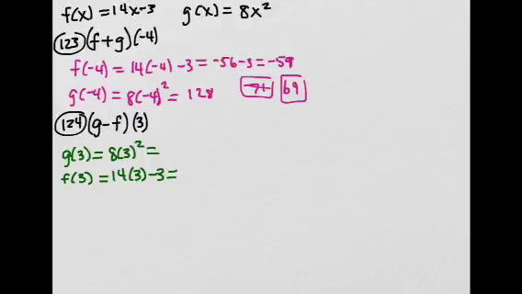So this time we're doing g minus f of 3. So g of 3 is 8 times 9, which is 72. And then f of 3 would be 14 times 3 minus 3, which is 42 minus 3, which is 39. And so now we're subtracting. So 72 minus 39, because that's what the problem is asking you to do, g minus f. So 72 minus 39 is 33.